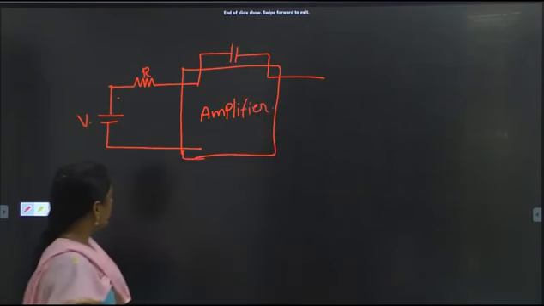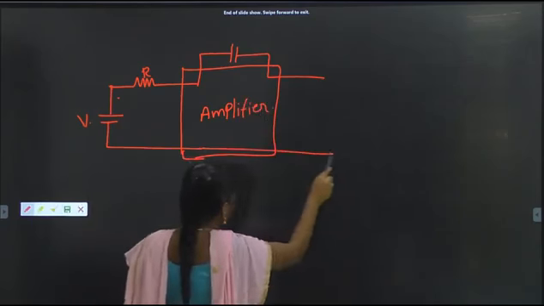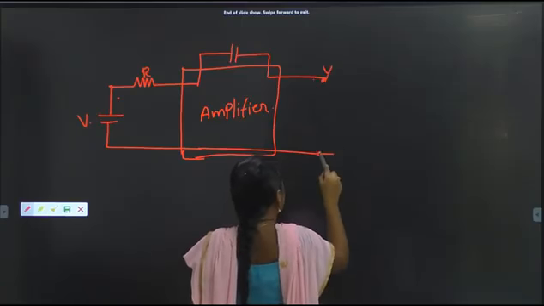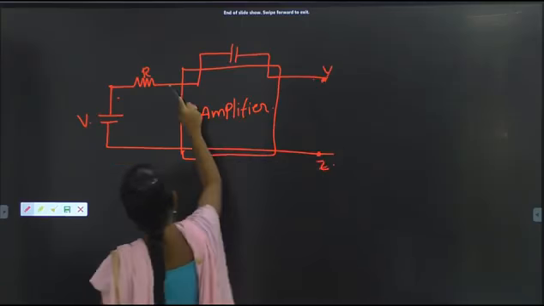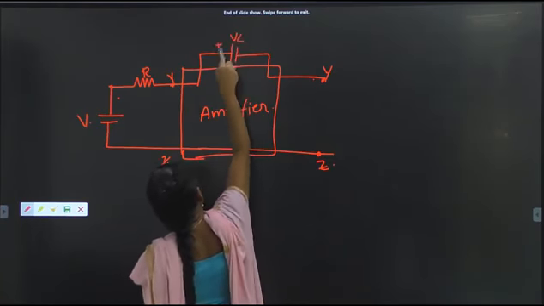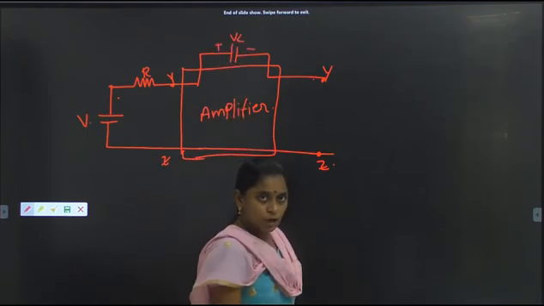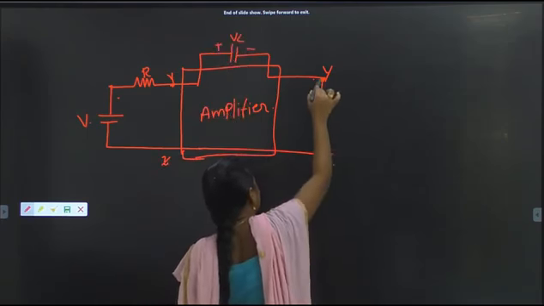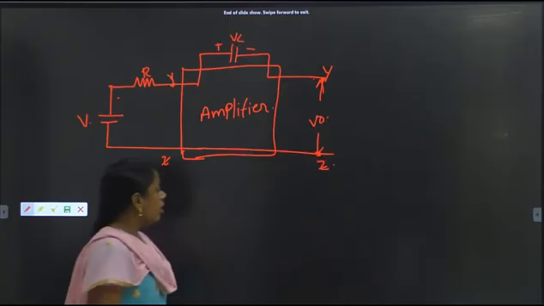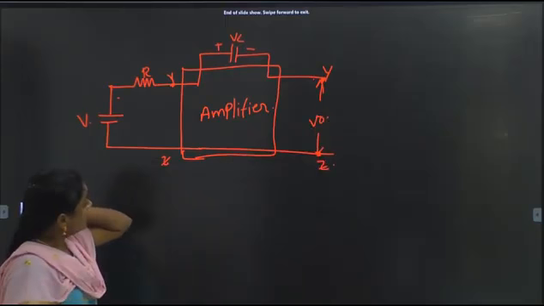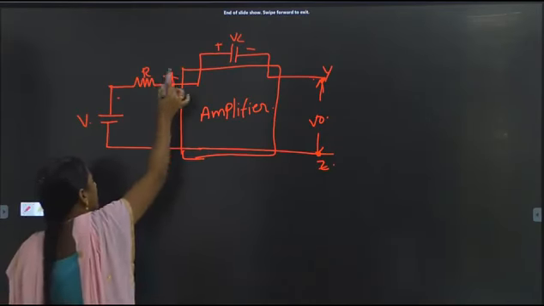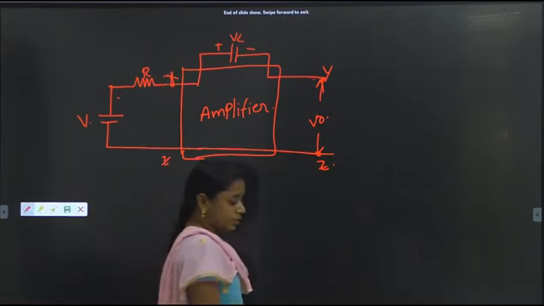After that, this output is taken at the YZ terminal and input is applied at the XZ terminal, and this one is VC, plus and minus. Here the output is taken across this. So this is the general diagram for this. So the input will be XZ and output will be YZ. Here the Z is connected to the ground.